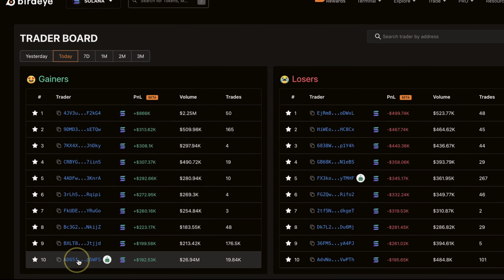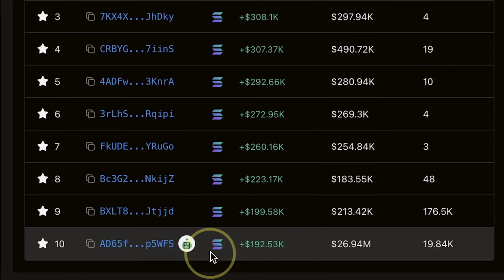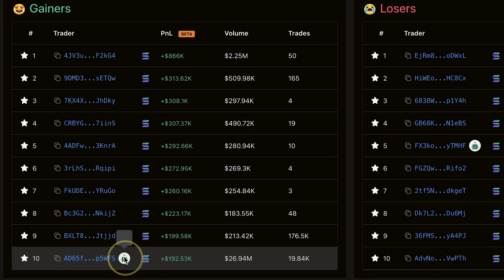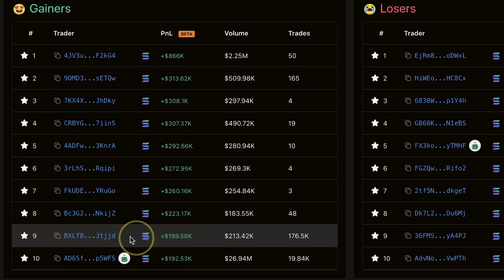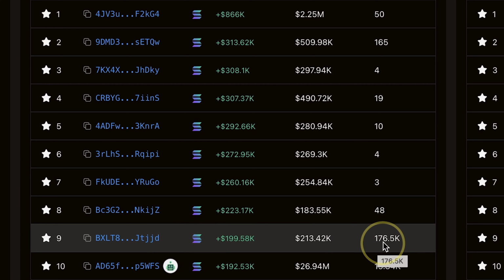There are some wallets that will have the bot icon. When it has the bot icon, I will not bother myself with copying that particular wallet because it's going to have unreasonably high transactions and it won't be worth copying. Some don't have the bot icon like this one, but the transactions are actually high. It has done 176,000 trades in 24 hours today alone. So that is just crazy high.